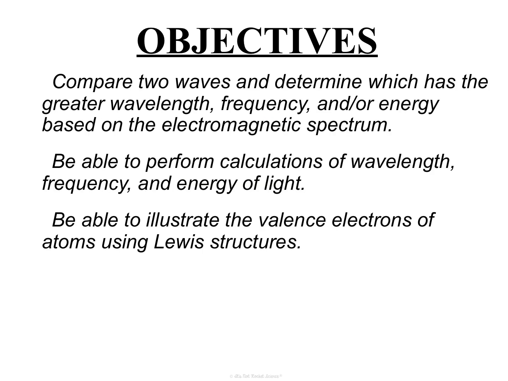And again, these italicized objectives are just stuff that you need to be able to do on the test. You need to be able to look at two waves and tell me which one has a greater wavelength, frequency, or energy based on the electromagnetic spectrum. You need to be able to do the math for wavelength, frequency, and energy. And again, those formulas are all on your reference sheet. And you need to be able to draw the Lewis dot structure.